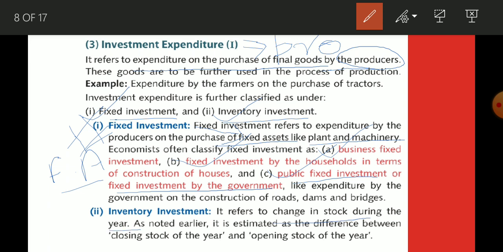And how do we estimate it? It is the difference between closing stock of the year and opening stock of the year. Before this, when we were learning the production method, there also we made use of change in stock. Change in stock is equal to closing stock minus opening stock. So that is inventory investment. Okay, I think you are able to understand. Investment expenditure done by the producers has two parts: fixed investment and inventory investment. Fixed investment is further divided into three parts, and inventory investment is the difference between closing stock of the year and opening stock of the year.